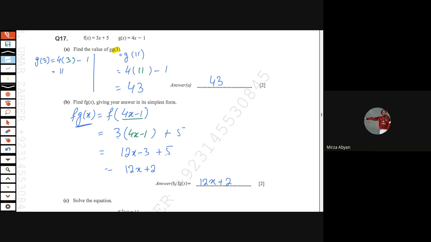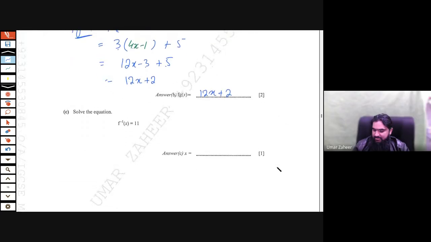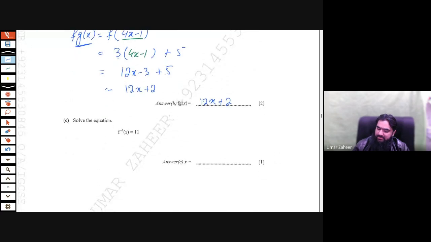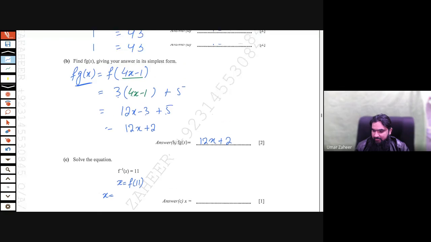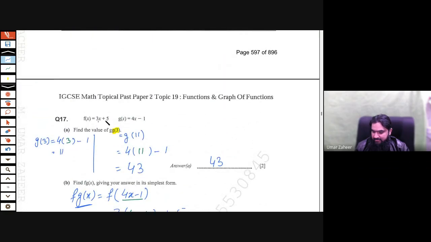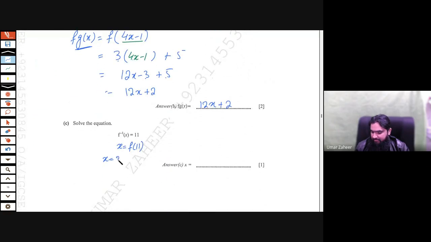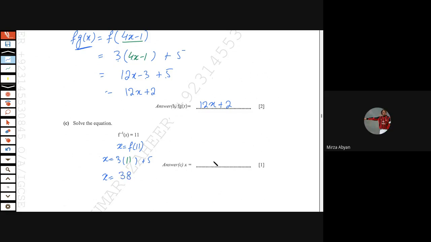No, sir. Now solve the equation f inverse of x is equal to 11. Same as we have done previously, if it is inverse, take it to the other side, so it will be f of 11. So find f of 11. What is that function? 3x plus 5. At the place of x, we will substitute 11. So 3 times 11 is 33, 33 plus 5 will be 38.